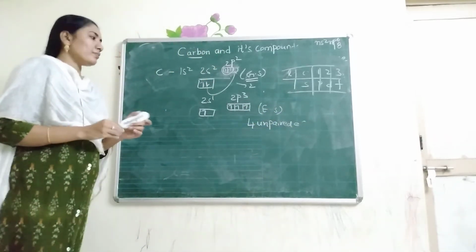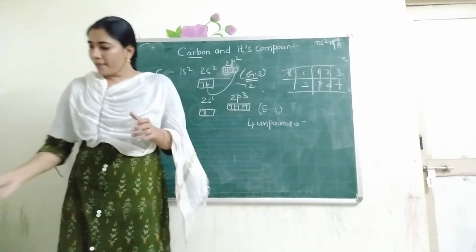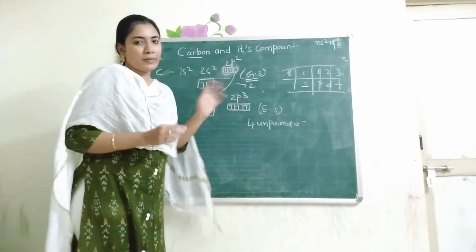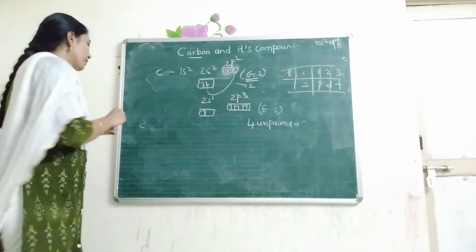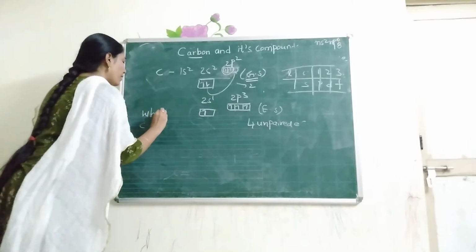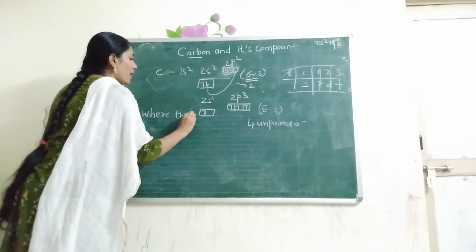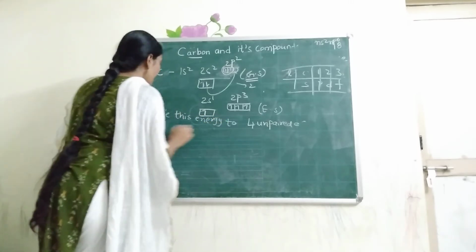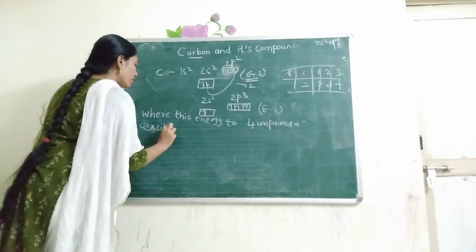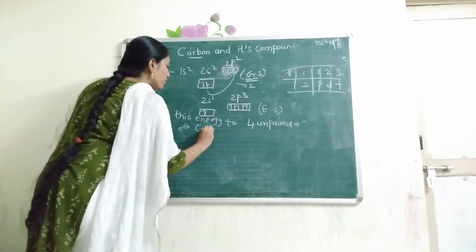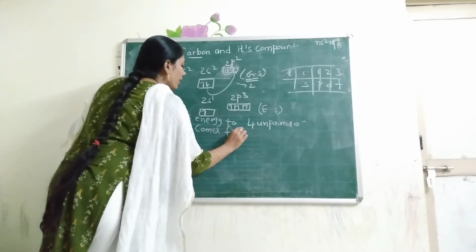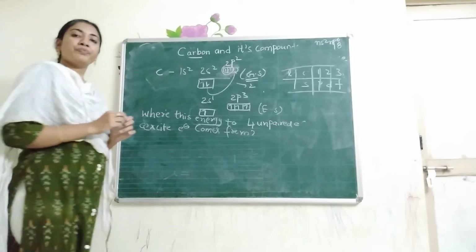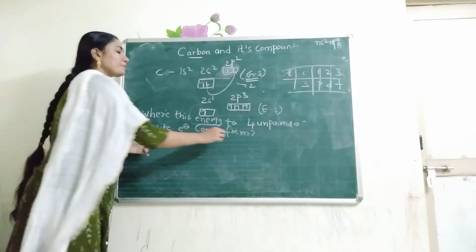Now my question is, we need energy to excite an electron from 2s to 2p. Where does this energy to excite the electron come from? Where does this energy come from? Okay, I will explain this.